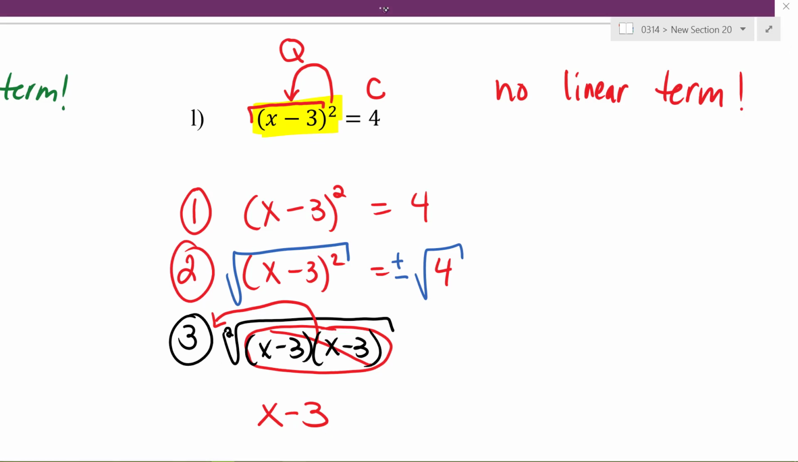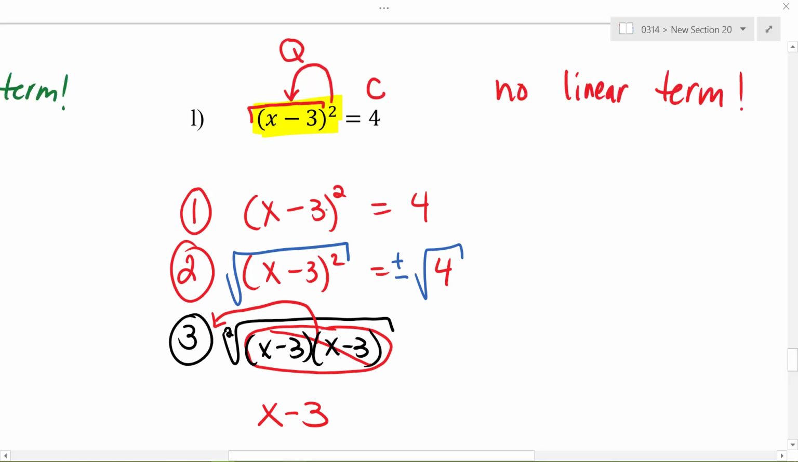So our shortcut from now on would be, once we isolate that quadratic term and take the square root, the square root symbol and the square are going to cancel each other out, and we're left with the base for that square. So we're left with just what's inside of the parentheses, x minus 3.